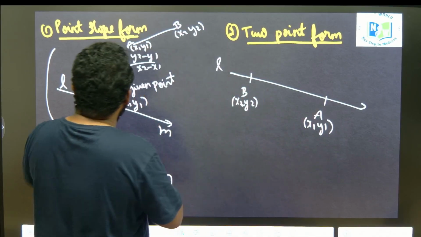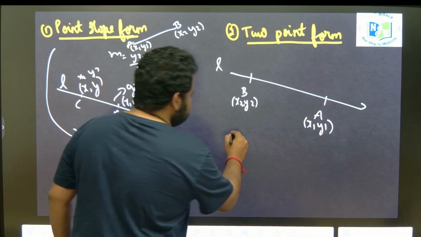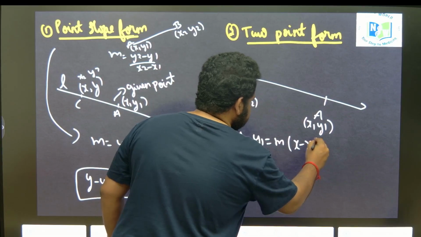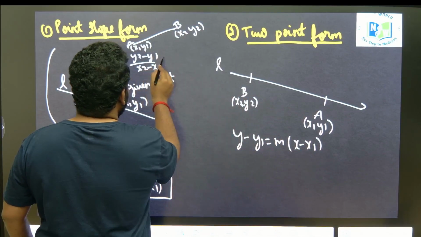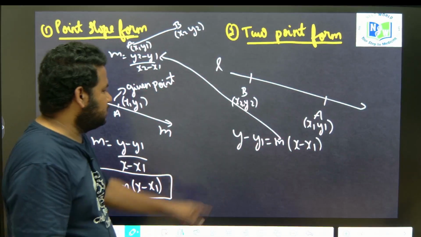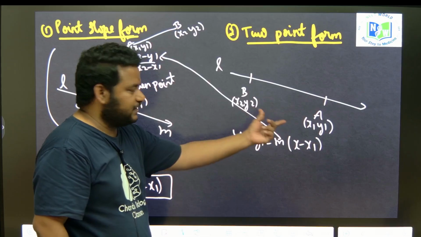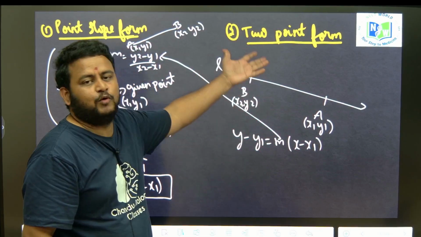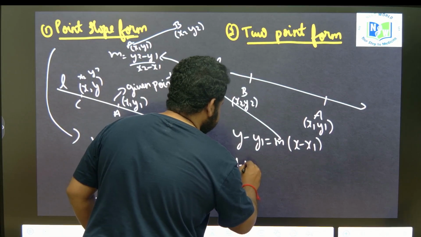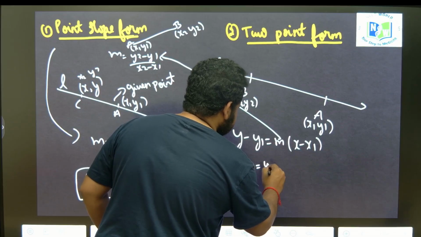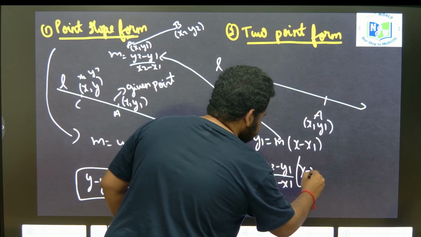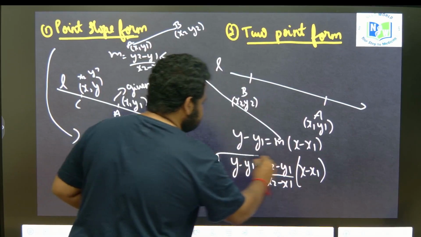In this case, the point slope form gives us y minus y1 is equal to m times x minus x1. But I told you this m can be written as y2 minus y1 by x2 minus x1. So instead of m, I can substitute the value of y2 minus y1 by x2 minus x1. That itself is the two-point form. So I can write y minus y1 is equal to y2 minus y1 by x2 minus x1 into x minus x1.